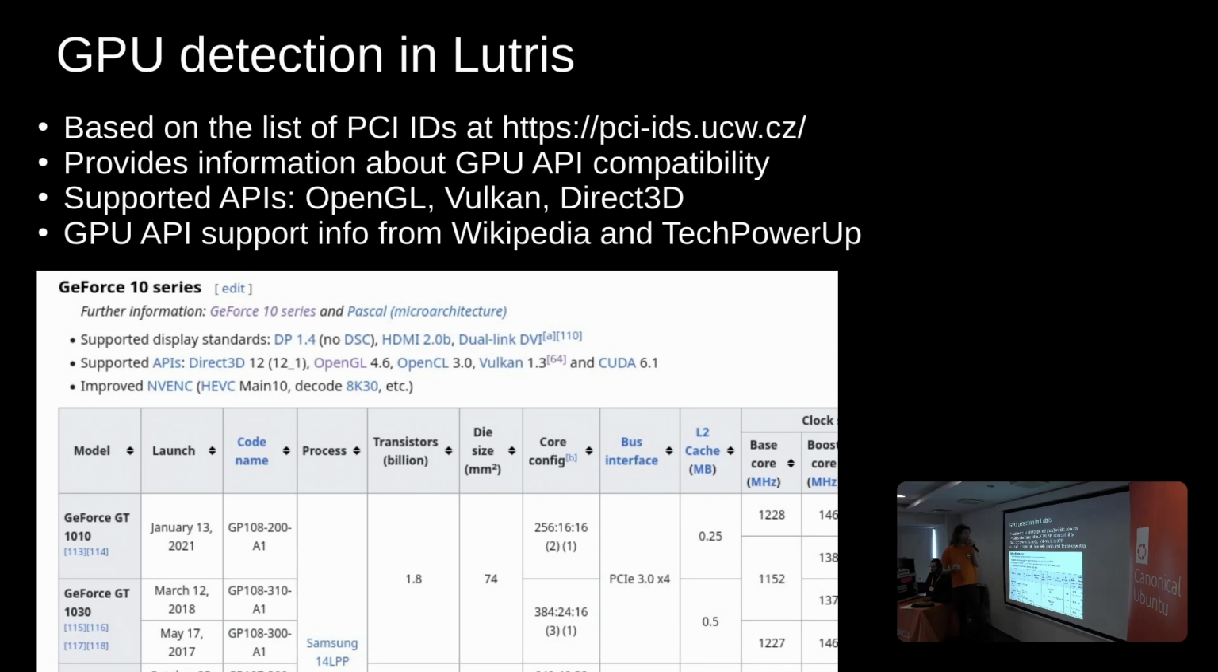So it's based on a website called PCI IDs, UCW, it's in Czech, that offers a big database of pretty much all PCI devices. You send your PCI ID, and you get back the vendor and the model name of your PCI device. And from there, I wanted to have a match from the models of graphics cards to what graphical APIs are supported by this device. So mainly OpenGL, Vulkan, and Direct3D.